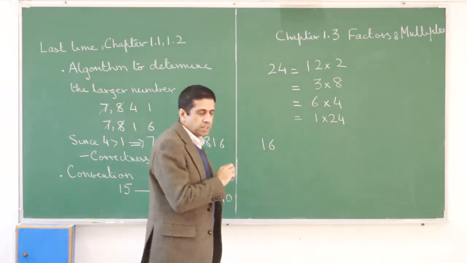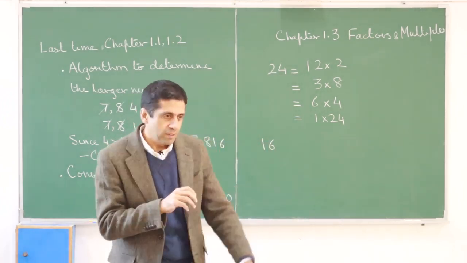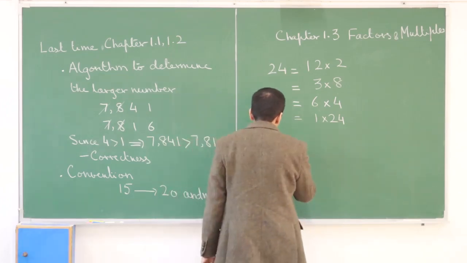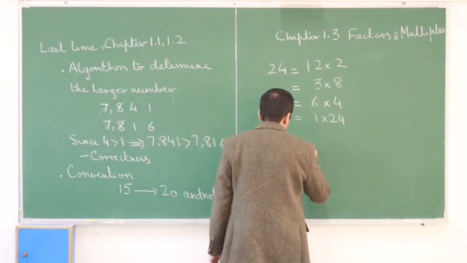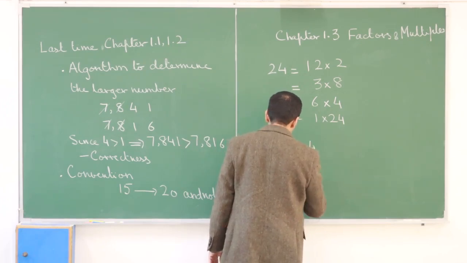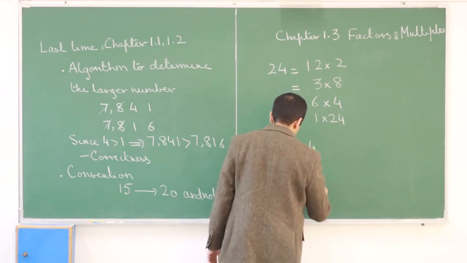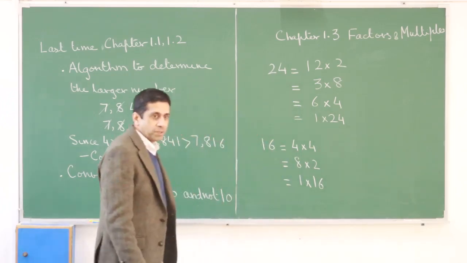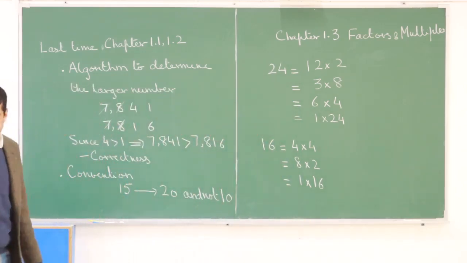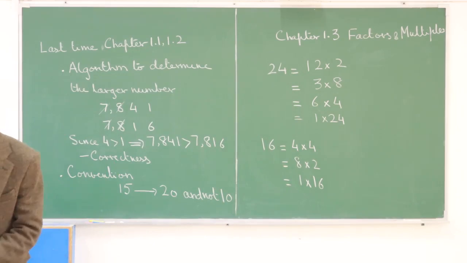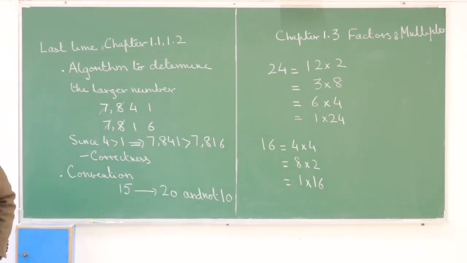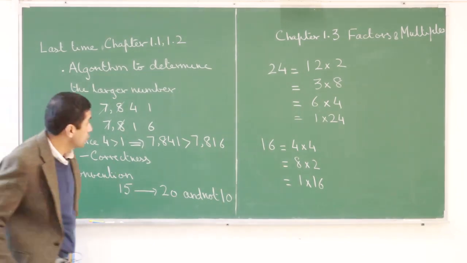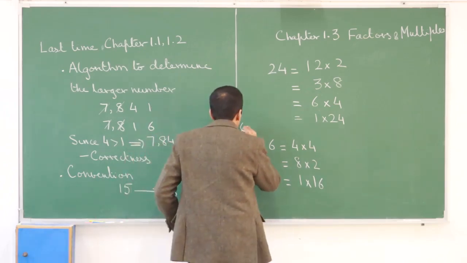So 16's factors? 4 times 4. Others? 8 into 2. Anything else? 1 times 16. I think we are done. I don't see any others. So that's pretty good. We know something about factors, not a problem. This was question number 2 from the book.